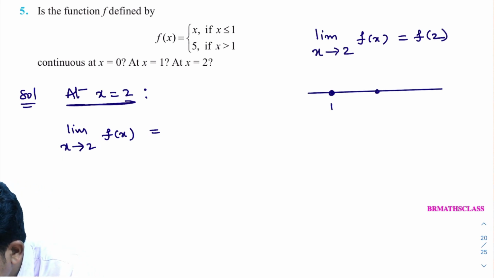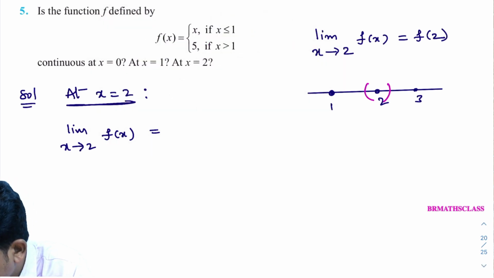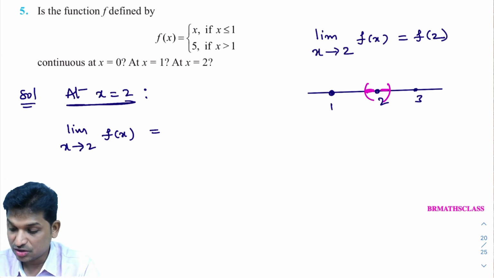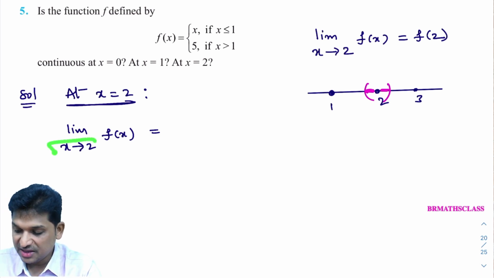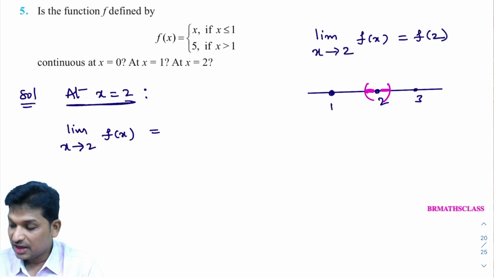Suppose this is 1, 2, 3. x approaches 2 means all x values are in the neighborhood of 2. I'll mark that one. All x values are in the neighborhood of 2, like these values, but x is not 2. Okay. So all x values are in the neighborhood of 2. x approaches 2 means all x values are slightly less than 2 or slightly greater than 2, but not 2.